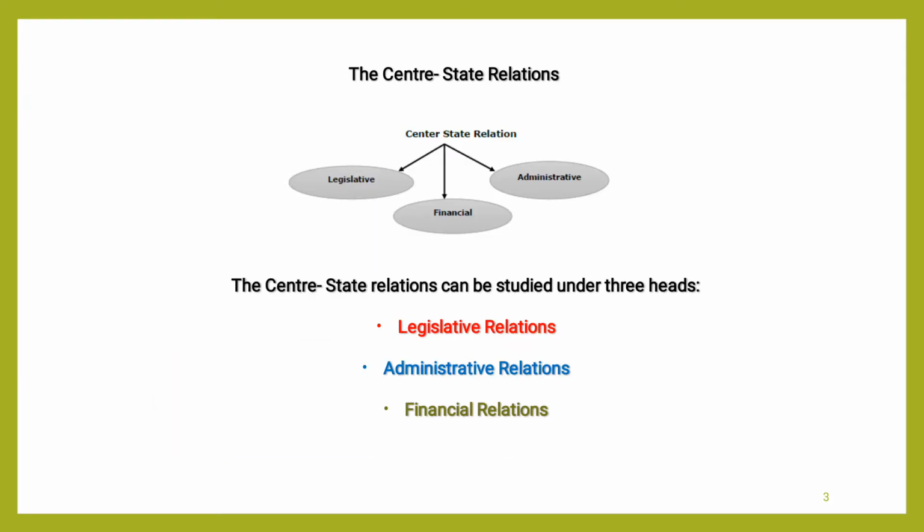Now, talking about the center and state relationship, as I told you all that it has a federal structure, so it means there will be dual government, that is the center and the state government. So there is a relation between the center and state on the basis of which the whole country is governed. So there are three categories to understand the center state relationship.